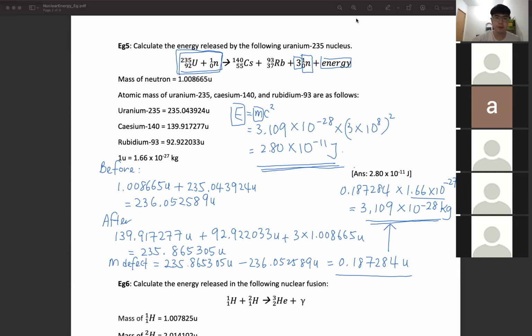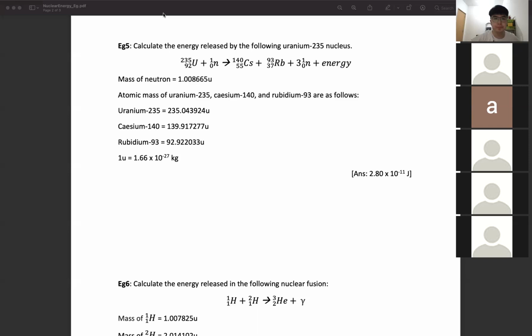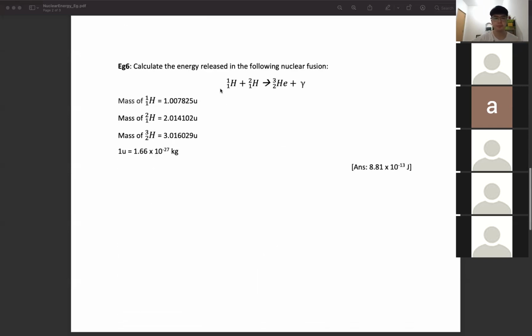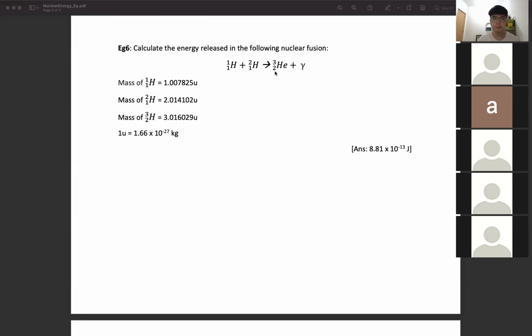Okay, next question. Question 6. What type of reaction is this? This is nuclear fusion. I will talk about nuclear fusion right after this, but the method is the same. Calculate the energy released in the following nuclear fusion. We have the mass, everything given. First, we find the mass defect.